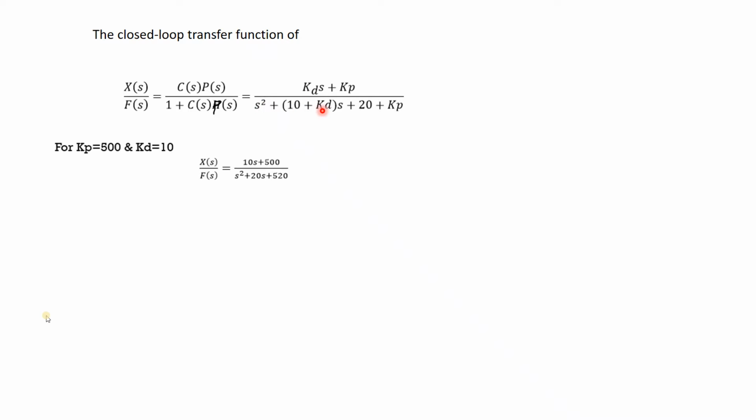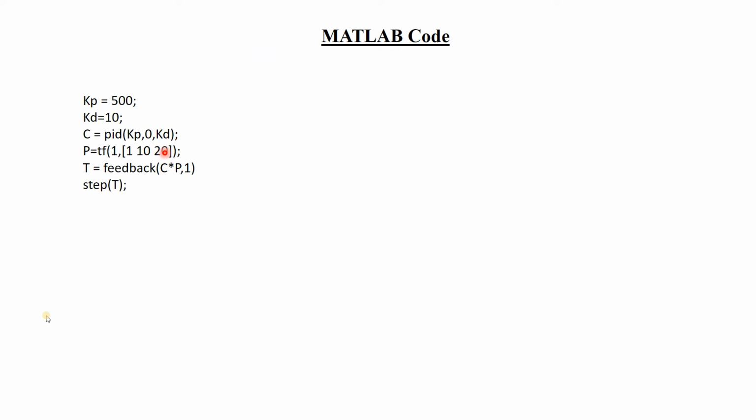So the particular transfer function, if you solve, will be (Kd s plus Kp) by (s square plus (10 plus Kd) s plus 20 plus Kp). Since we have taken Kp as 500, we take Kd as 10. What will happen? It will become (10s plus 500) by (s square plus 20s plus 520). Because we don't take the derivative constant or gain too high.